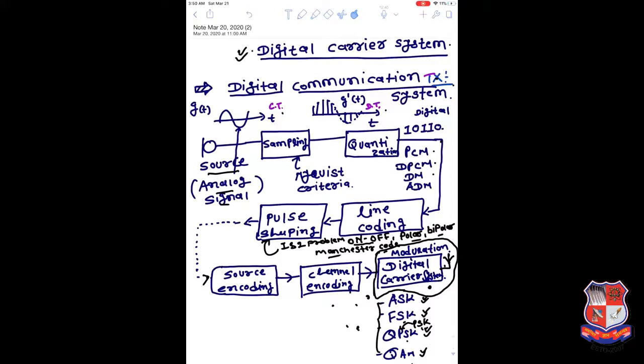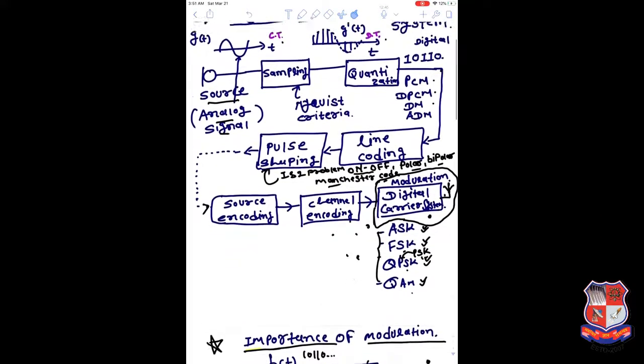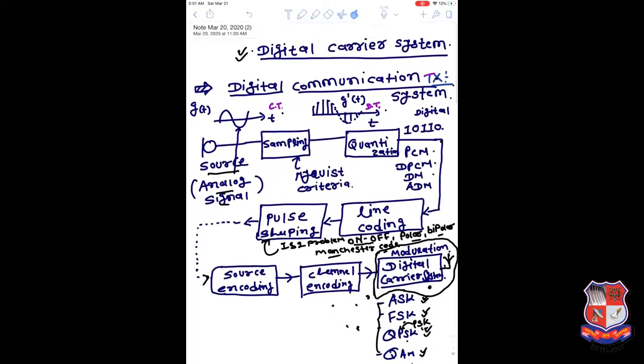So this basically starts from where we have stopped, and it's about the digital communication system. You can see this diagram. This diagram is already discussed earlier, so you are very well familiar with this diagram. And if you look at this diagram, you can identify this is a digital communication system transmitter.